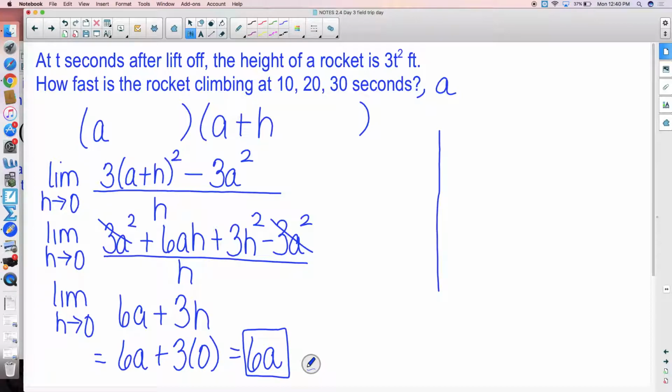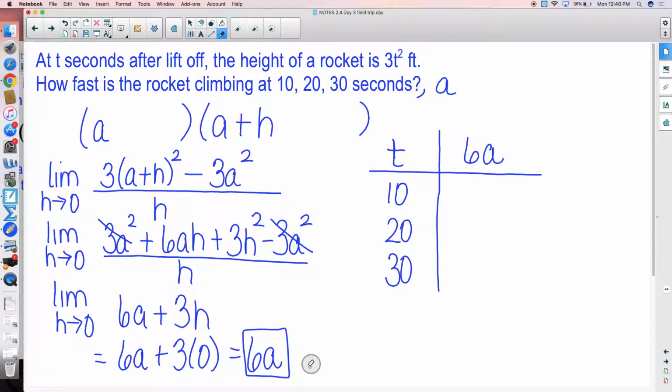Then for 10, 20, 30 seconds, my time, and my 6 times that time. Okay, so times of 10, 20, and 30 seconds, I know I can go over and calculate. And maybe what I should say here is that at a generic time, instead of t, our generic time is called a, and the formula is 6a. So then at 10 seconds, our rocket would be going 60 feet per second. At 20, it would be going 6 times 20, 120. And at 30, 6 times 30, 180. And these would all be in feet per second as your instantaneous speed or rate of change. Again, stop the video, work out the algebra.